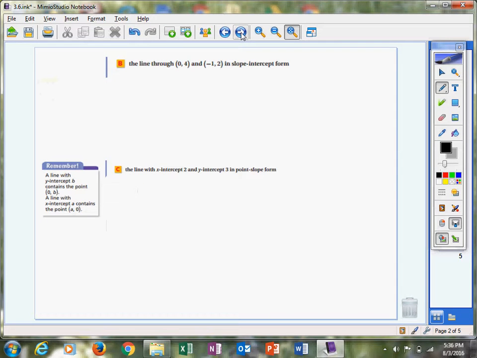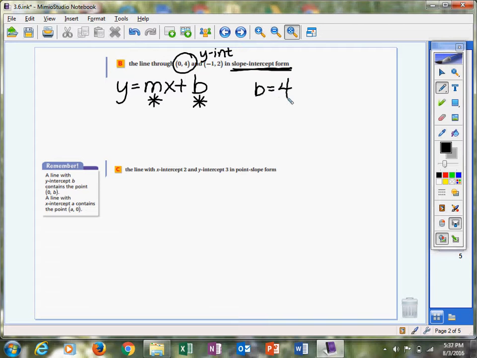All right, now they want a line that goes through (0, 4) and the other point, (-1, 2), and they want us to write this in slope-intercept form. So we need to do y equals mx plus b. Well, in order to write slope-intercept form, you have to know the slope and you have to know the y-intercept. Now, I always look at my points to see if they maybe gave us the y-intercept, and hey, look at that. That's a special point. When x is 0, y is your y-intercept. So we already know that b is equal to 4. So all we have to do is figure out what m is, and we can do that using the slope formula very easily.